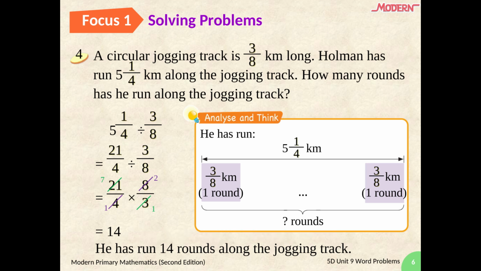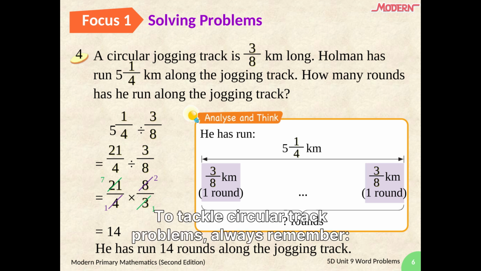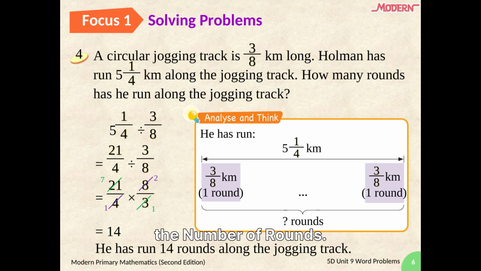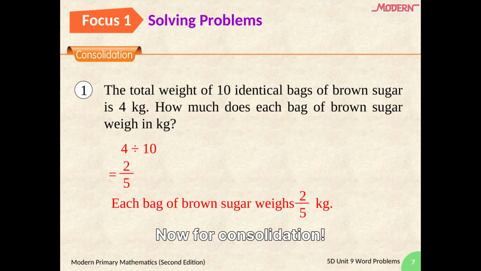He's been busy. To tackle circular track problems, always remember, total distance divided by track length equals the number of rounds. Easy! Notice the diagram. It shows the total distance split into rounds of 3/8 kilometer each. Math is just seeing the patterns in the world. Now for consolidation. Page 7, exercise 1.